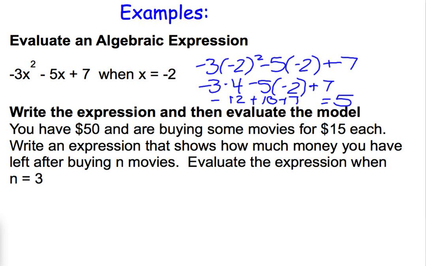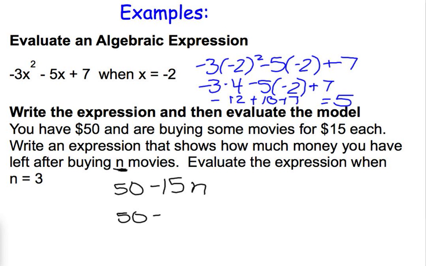So if I had $50, right, and each movie cost, well, cost means that I'm taking away 15. And the word each means it's $15 for every movie. And the number of movies that we're doing, in this case, is n. So we're multiplying by n. Well, there's my expression.